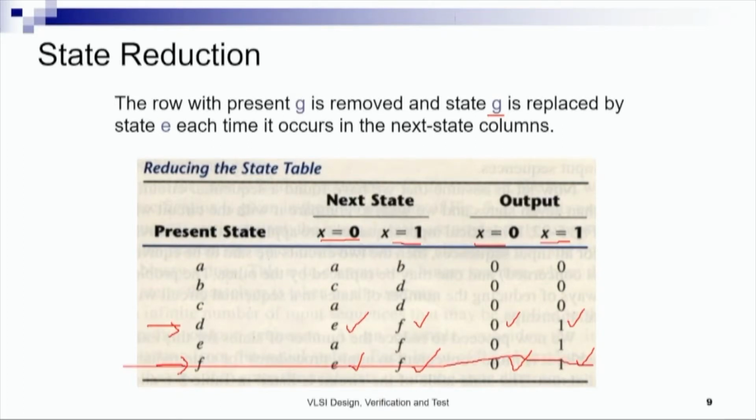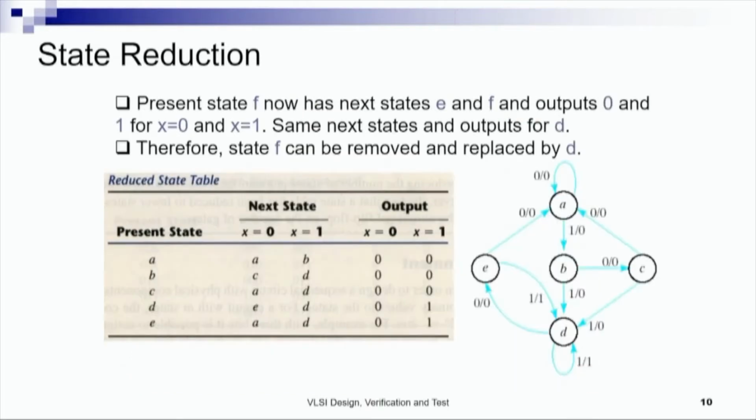So if we remove F, then all the places in the next state columns where F is currently there have to be changed with D. So likewise we see that here we have D and here again we have D. So therefore state F can be removed and replaced by D. We finally obtain this realization of the FSM. It is a reduced FSM.